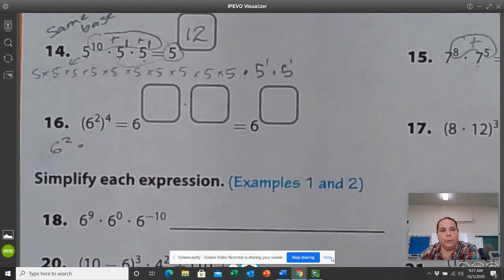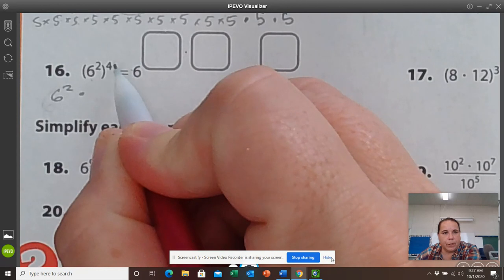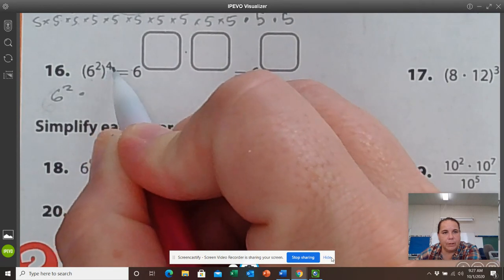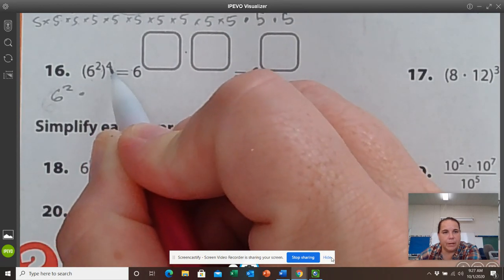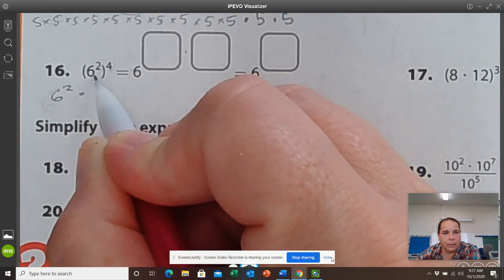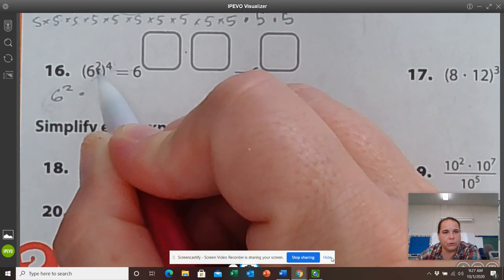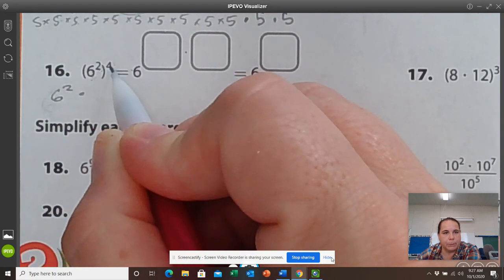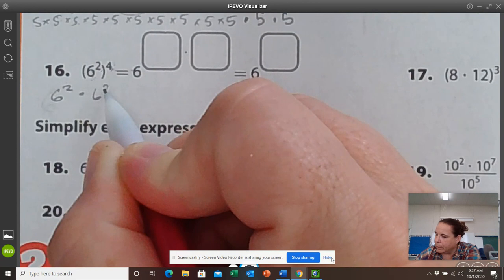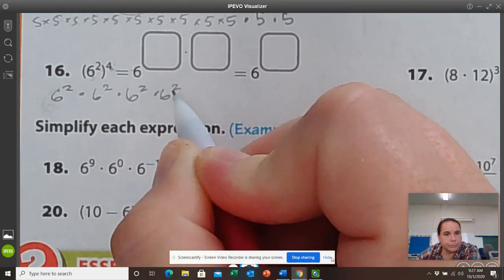All right, so we're going to look at number 16, and I just want to remind you, if you think about what these exponents mean. So again, this is a power of a power. So it's a power of another power. And this means 6 squared to the 4th power. So 6 squared multiplied 4 times in a row. So 6 squared times 6 squared times 6 squared times 6 squared.